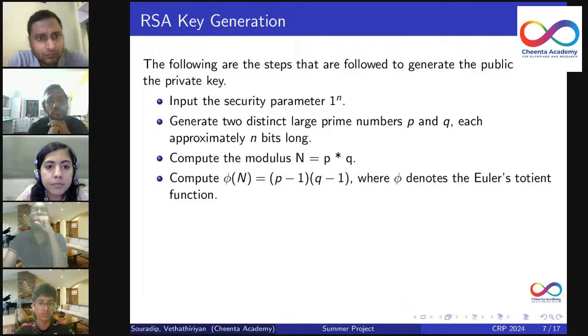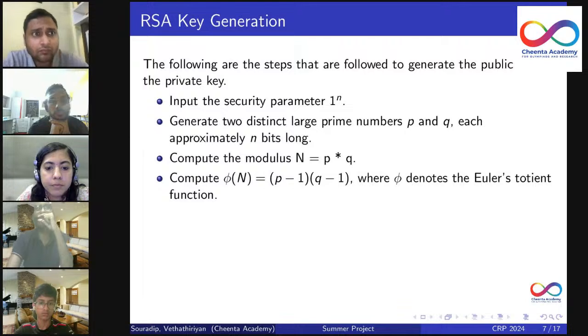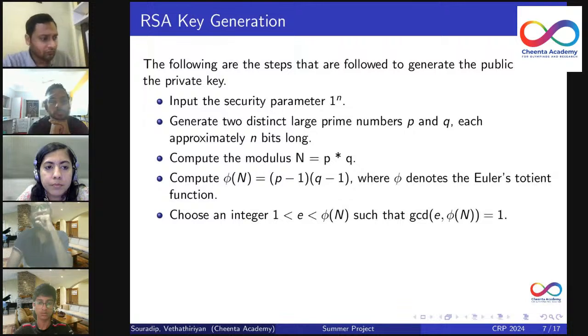Then we take the product, capital N equal to P times Q. Note that taking the product is not a difficult task, but dividing N into the two large prime numbers P and Q is a difficult task. This is the main idea in RSA cryptography.